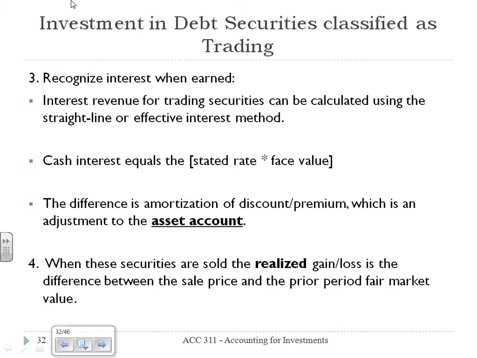When these securities are sold, the realized gain or profit is simply the difference between the sale price and the prior period fair market value, adjusted for any change in amortization. And we'll do an example of that.